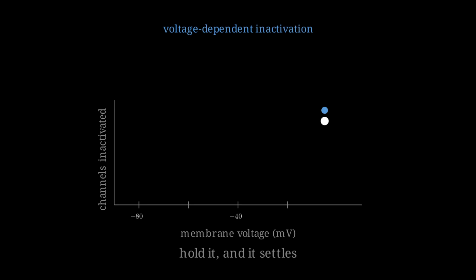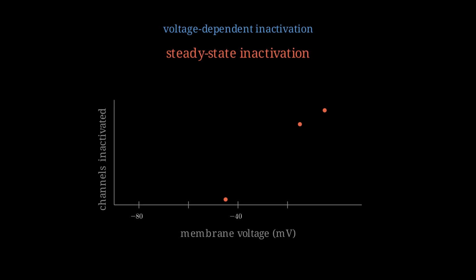So if you hold the membrane at one voltage for long enough, the channel population eventually settles. The more depolarized the voltage, the greater the fraction that becomes inactivated. That final fraction is called steady-state inactivation, and it is what the textbook inactivation versus voltage curve represents.